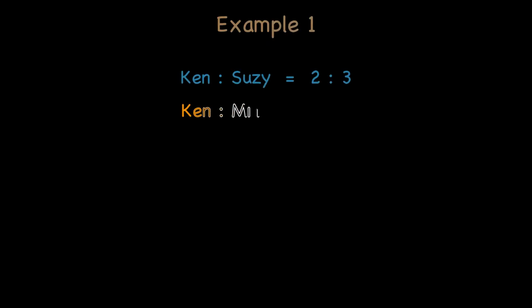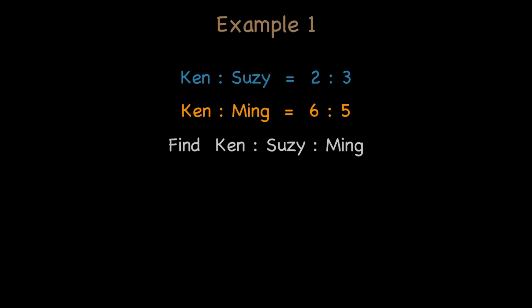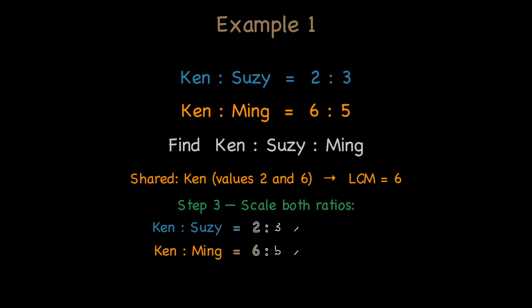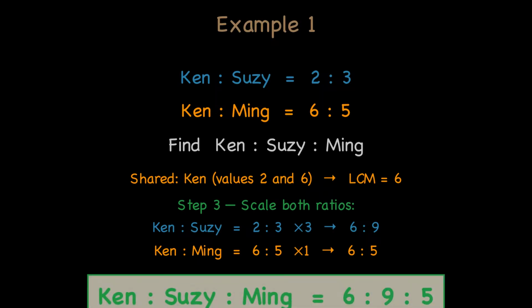Example 1. Ken to Susie equals 2 to 3 and Ken to Ming equals 6 to 5. We want to find Ken to Susie to Ming. Step 1 and 2, the shared quantity is Ken. His values are 2 and 6. The LCM of 2 and 6 is 6. Step 3, scale the ratios. Ken to Susie is 2 to 3. Multiply by 3 to get 6 to 9. Ken to Ming is already 6 to 5, so multiply by 1. It stays as 6 to 5. Step 4, now Ken is 6 in both, so we combine Ken to Susie to Ming equals 6 to 9 to 5. Done.